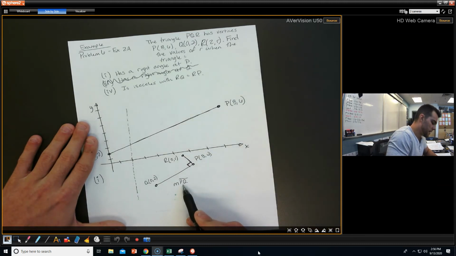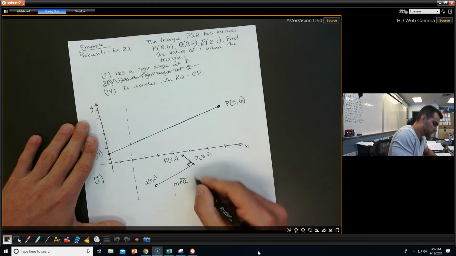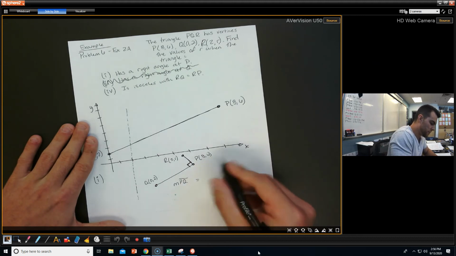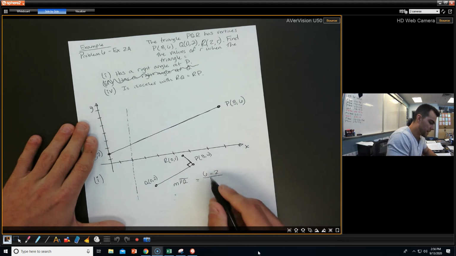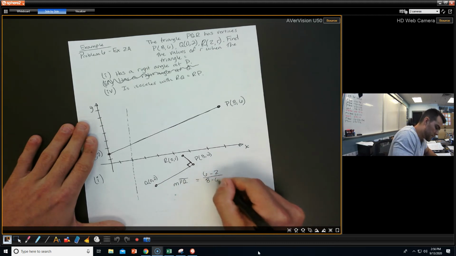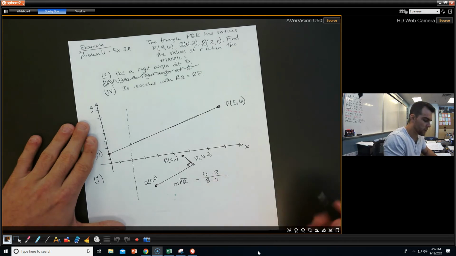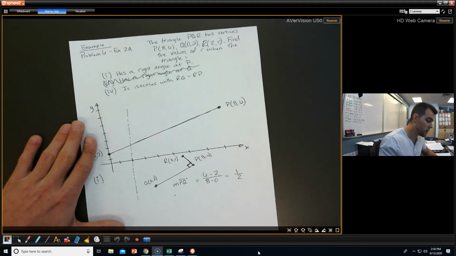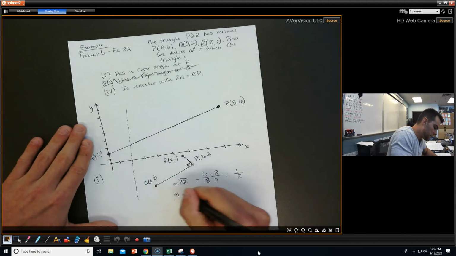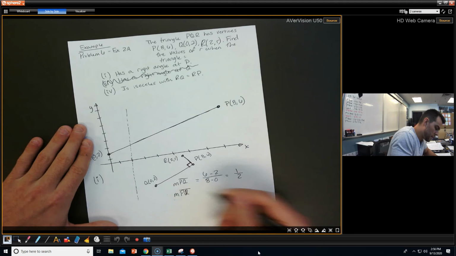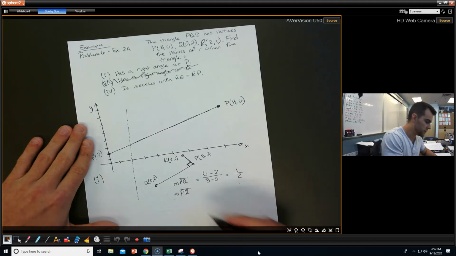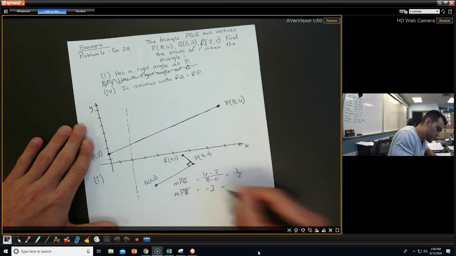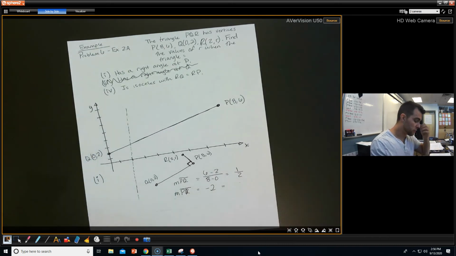Well, I know I'm going to call this x2, y2. And so my y2 is 6 minus 2. And my x2 is going to be 8 minus 0. 4 over 8, which is 1/2. So I know my slope for PR is going to be the opposite reciprocal of that, which is going to be -2. Okay?